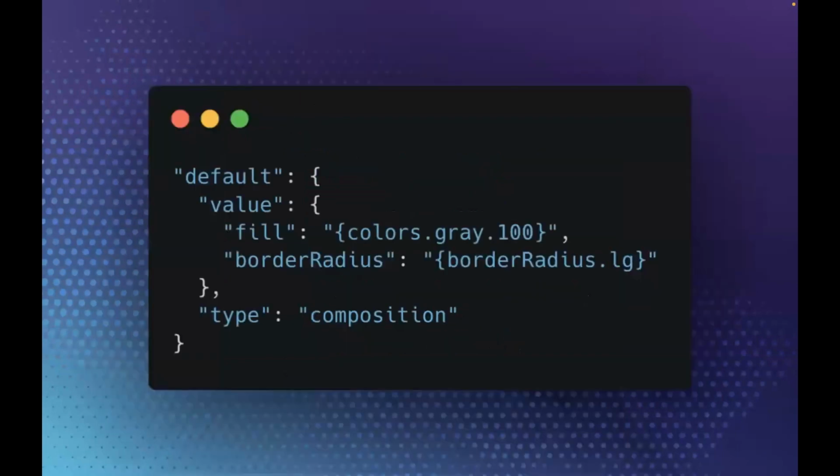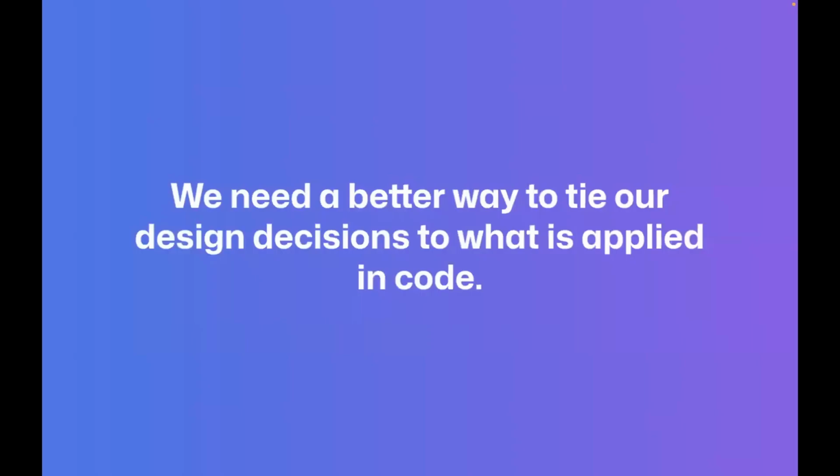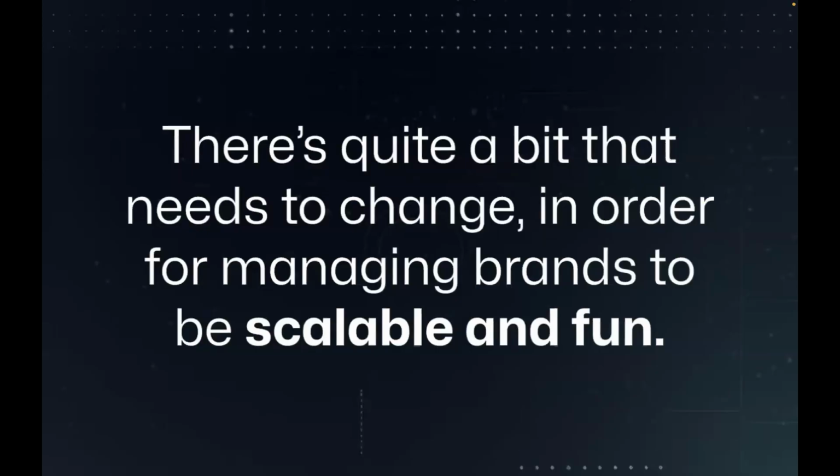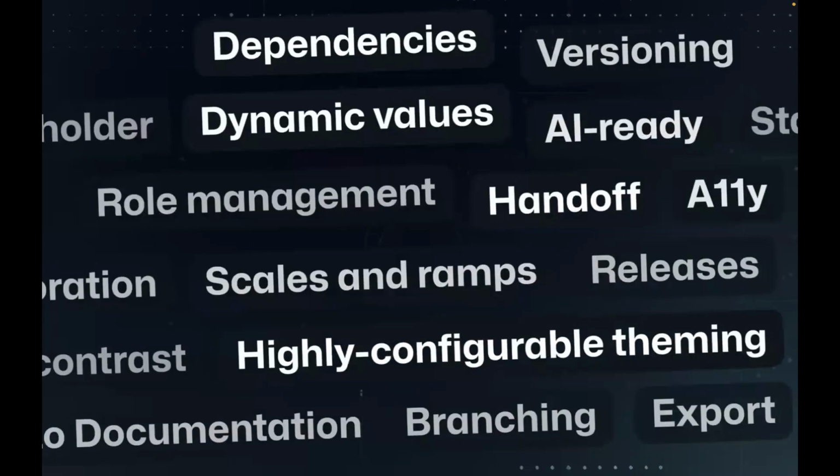In the Token Studio for Figma plugin, we introduced one concept called composition tokens, which closely mirrors CSS classes, which is a step in the right direction, but it's nowhere near perfect. So what we need is a better way to tie our design decisions to what is applied in code. So overall, there's quite a bit that needs to change in our tooling or in the design tokens itself in order for managing brands at scale to be fun and also scalable. For example, dynamic values, scales and ramps, releases, and highly configurable theming. All of these things are things that we feel the future should include.